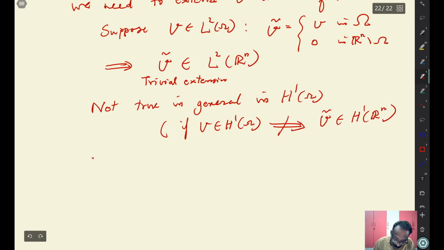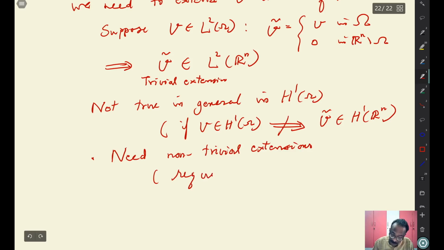So you need non-trivial extensions. Do they exist? This is not always true, and it requires regularity of Ω in some sense, not necessarily the regularity I defined earlier.